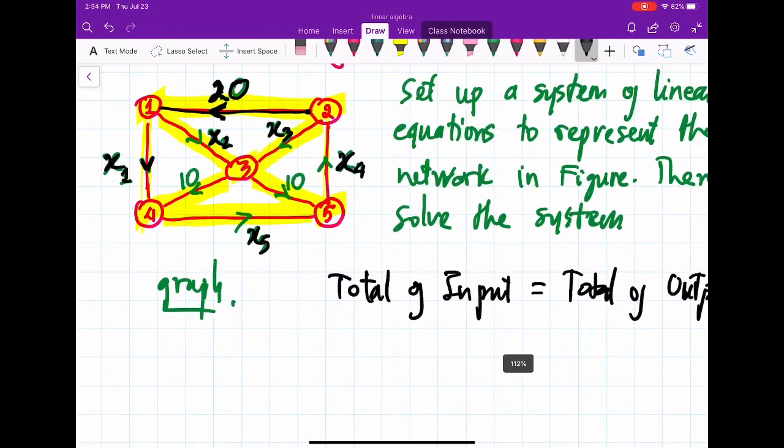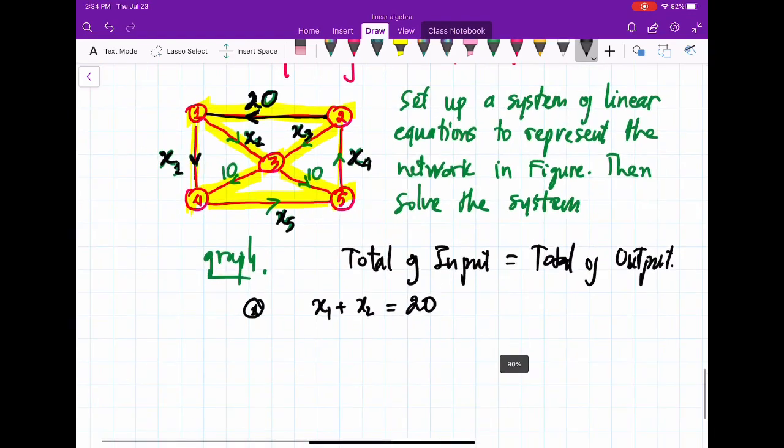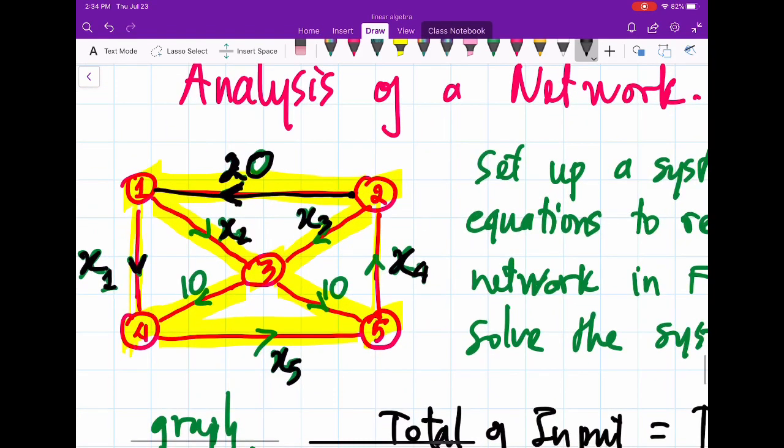All right? So let me write here for the first vertex, I have x1 plus x2 equal to 20. Okay? For the second one, I have one input x4. You see? I have one input x4 in here.